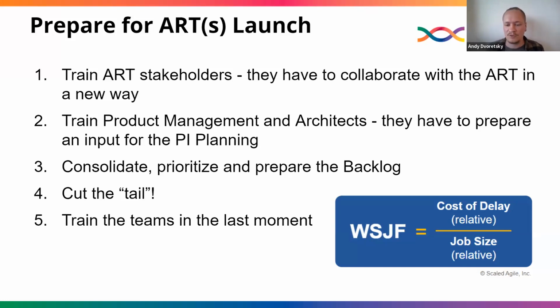We learn how to use WSJF, this approach from the Scaled Agile Framework, to prioritize items, comparing their cost of delay to their job size, right? So we do this work in a series of ongoing workshops, ongoing activities. And the important thing here also is just to cut the tail, right?